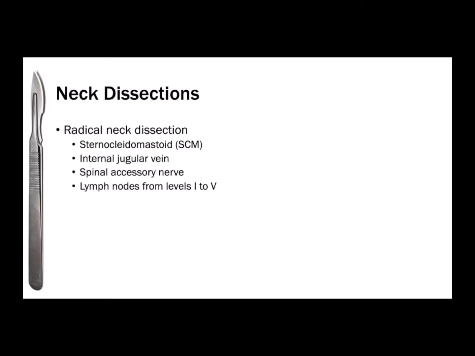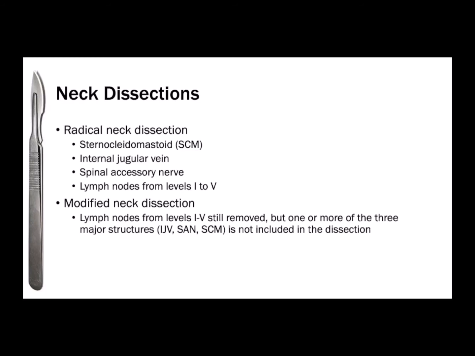So technically in the neck, there are 7 levels, but for our purposes, we're just reviewing neck dissection. So we're going to just talk about levels 1 through 5. So that is a radical neck dissection, but then sometimes you will get things that are modified. And so a modified neck dissection is still going to include the level 1 through 5 lymph nodes, but sometimes one or more of those other structures, so either the sternocleidomastoid, the accessory nerve, the jugular vein, won't be included in the dissection. So it's still all the lymph nodes. That's the main takeaway, but not necessarily the vein and the muscle and the nerve.